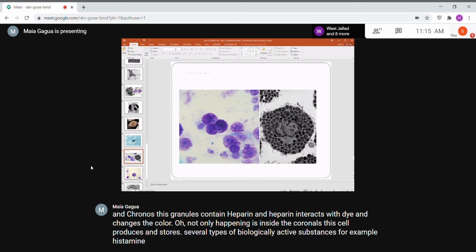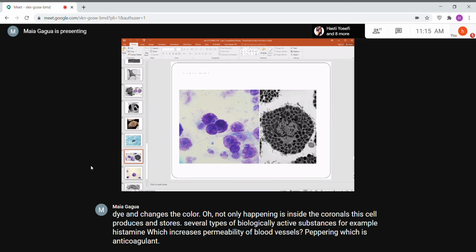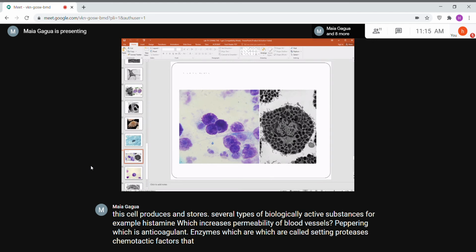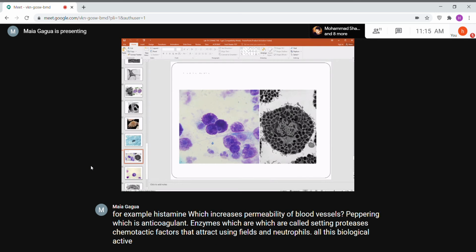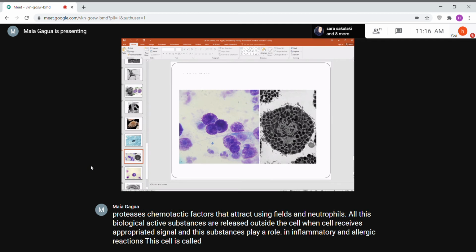For example, histamine, which increases permeability of blood vessels, heparin, which is an anticoagulant, enzymes which are called serine proteases, and chemotactic factors that attract eosinophils and neutrophils. These are all released outside the cell when the cell receives an appropriate stimulus, and this is called plasma cell.